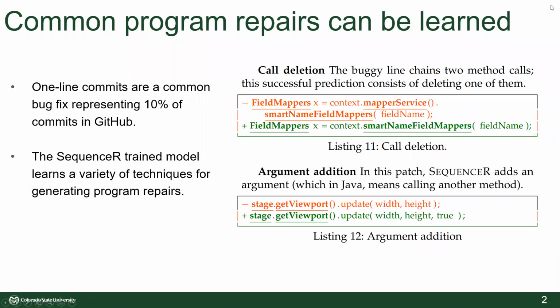One-line commits are a common bug fix representing about 10% of the commits in GitHub, and SequenceR has been trained to learn a variety of techniques for repairing these types of bugs. For example, call deletion is a case where two method calls might be used in a Java line, and the correct fix is to delete one of the two calls. Argument addition is a case where an extra argument might be needed in a method call. And SequenceR has learned how to produce these two different types of repairs, as well as a variety of other ones, which can be read about in our paper.